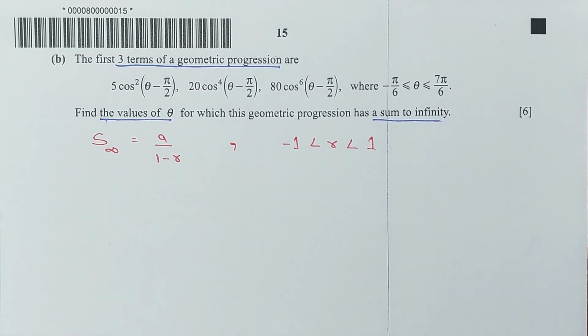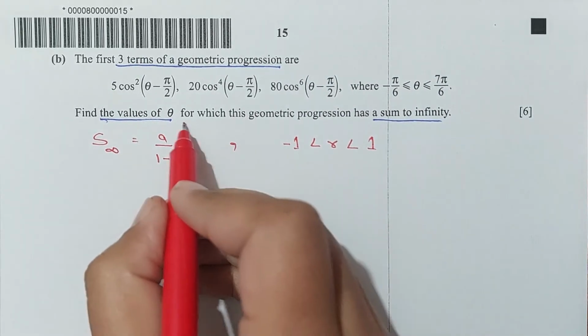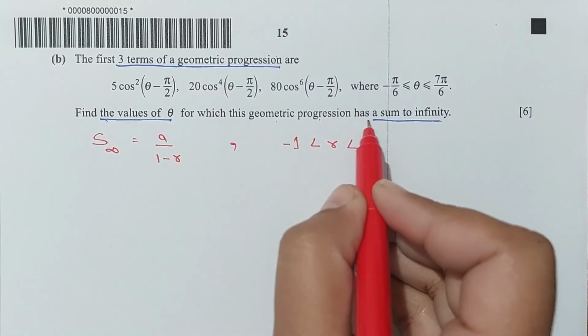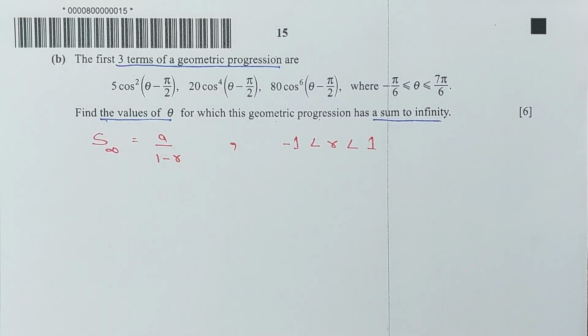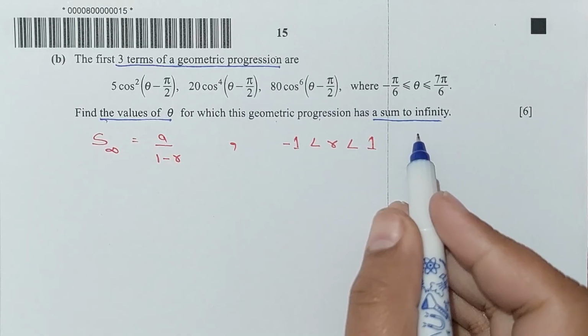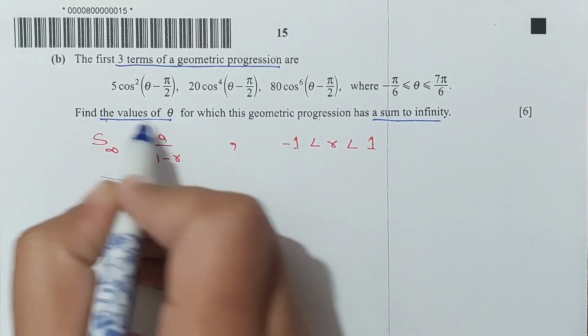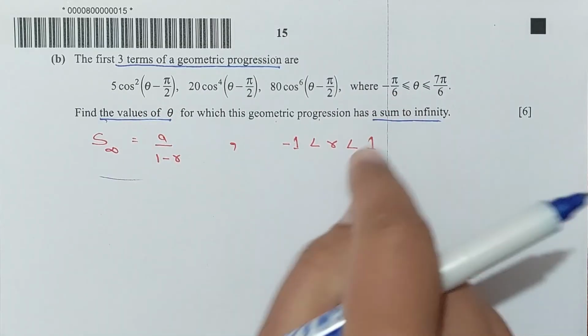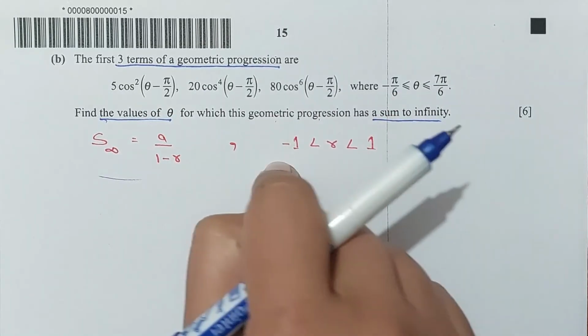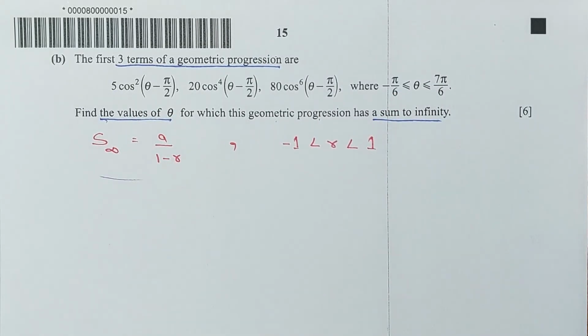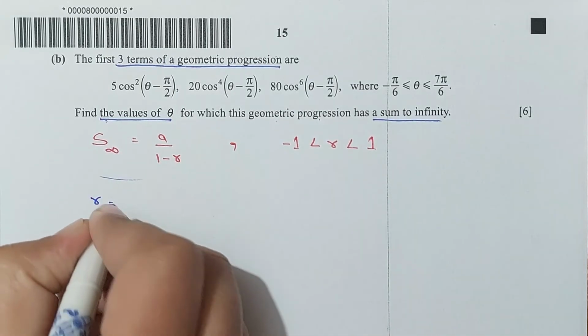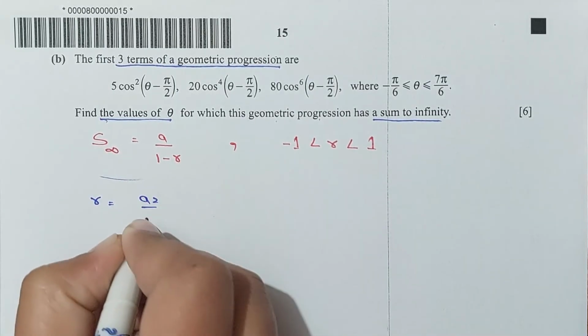So basically in this question we are given that this geometric progression has a sum to infinity. We have to just solve for the theta value. The sum to infinity exists for this geometric progression, so using this, find out theta. Let me solve for r. R is the common ratio: second term divided by the first term.